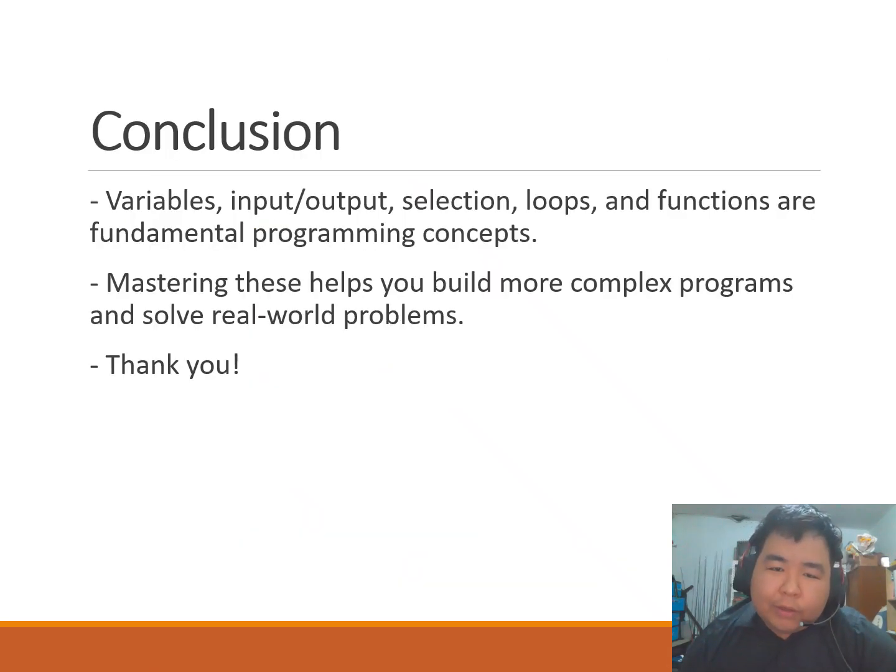In summary, variables, input and output, selection, loops, and functions are fundamental programming concepts. Understanding them allows us to solve many types of problems efficiently.